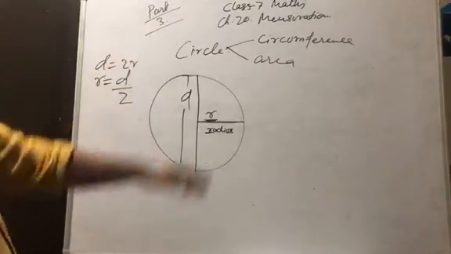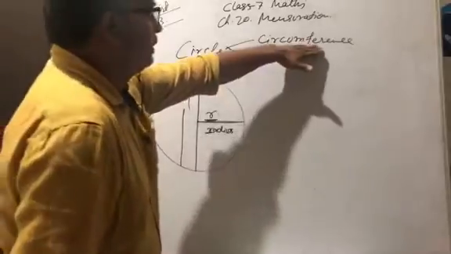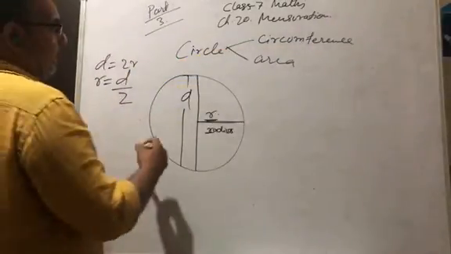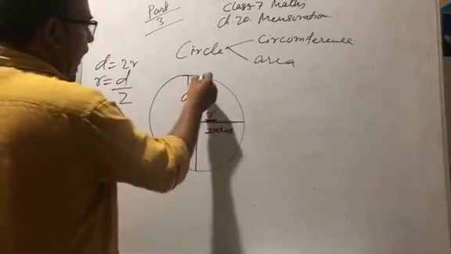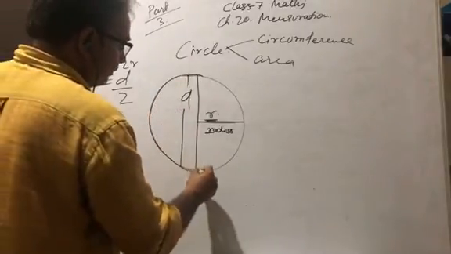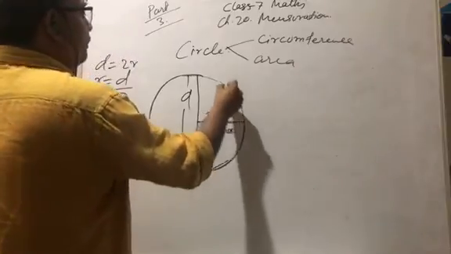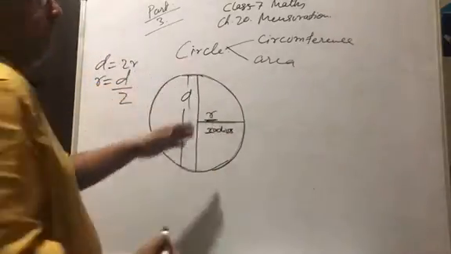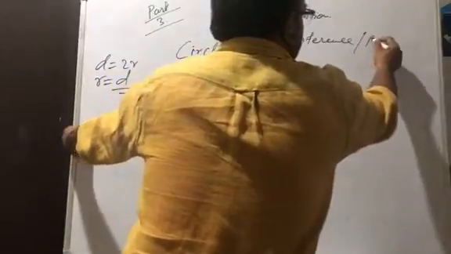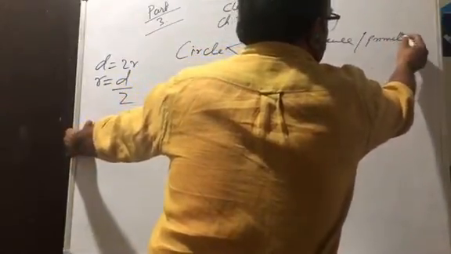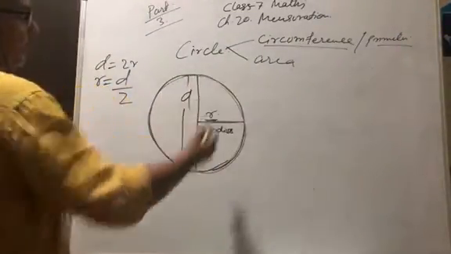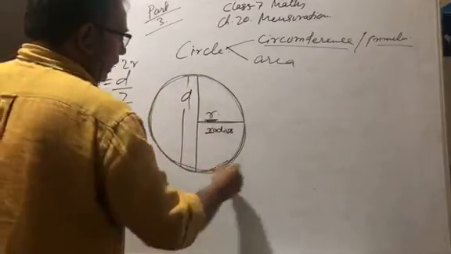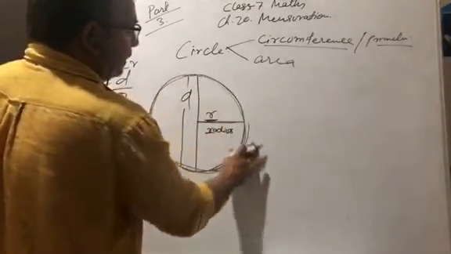Okay, now come to the point, circumference. First I tell you what is circumference. Circumference is the outer boundary of the circle, and circumference is the same as the perimeter, but for a circle we use circumference, not perimeter. So you all know what perimeter is. So the circumference is the total length of the boundary.